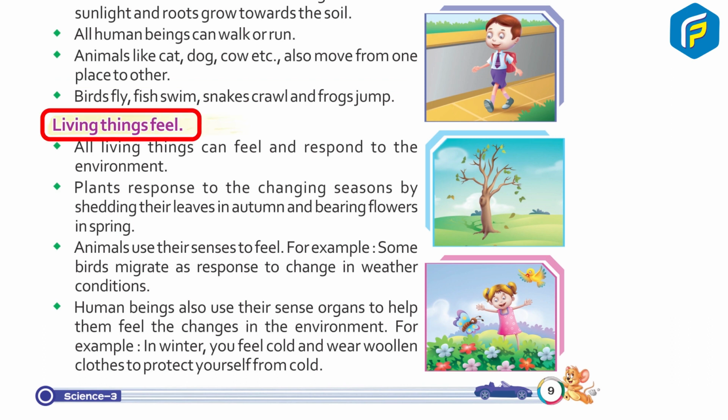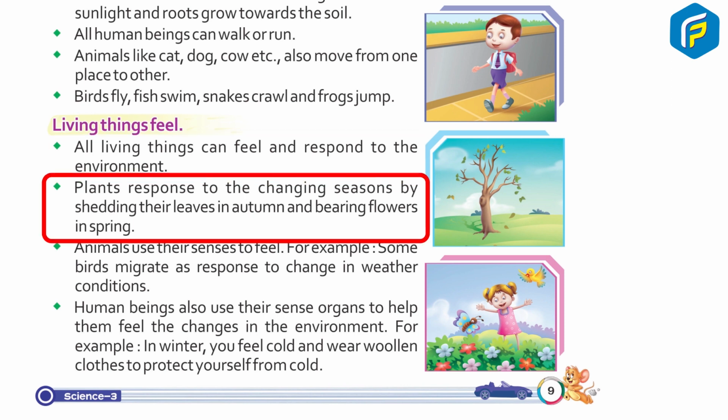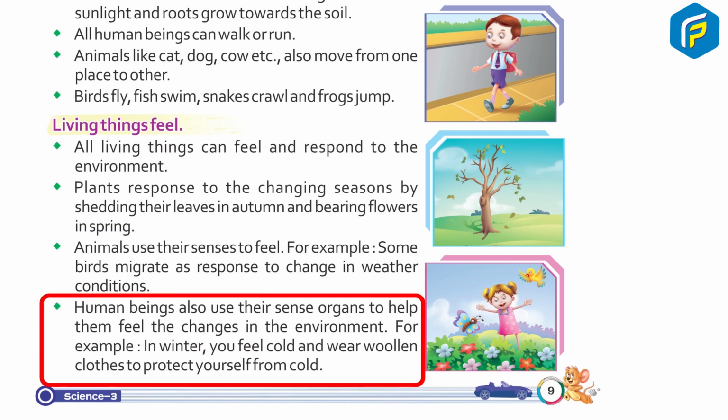Living things feel. All living things can feel and respond to the environment. Plants respond to the changing season by shedding their leaves in autumn and bearing flowers in spring. Animals use their senses to feel. For example, some birds migrate in response to change in weather conditions. Human beings also use their sense organs to feel the changes in the environment. For example, in winter you feel cold and wear woolen clothes to protect yourself from cold.